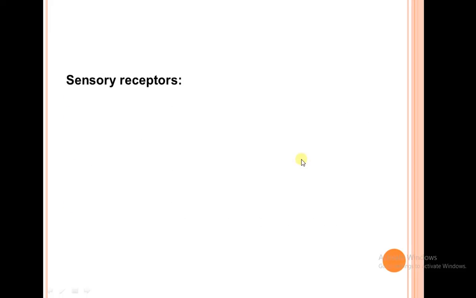Now there are a number of different types of sensory receptors which are present in the airways in the lungs. The different types of receptors present in the lungs are the stretch receptors, irritant receptors are also present in the lungs, and there are chemical receptors also present in the lungs. Now these receptors are stimulated by their respective stimuli, and they send signal to the respiratory control centers to regulate the rate and depth of ventilation.